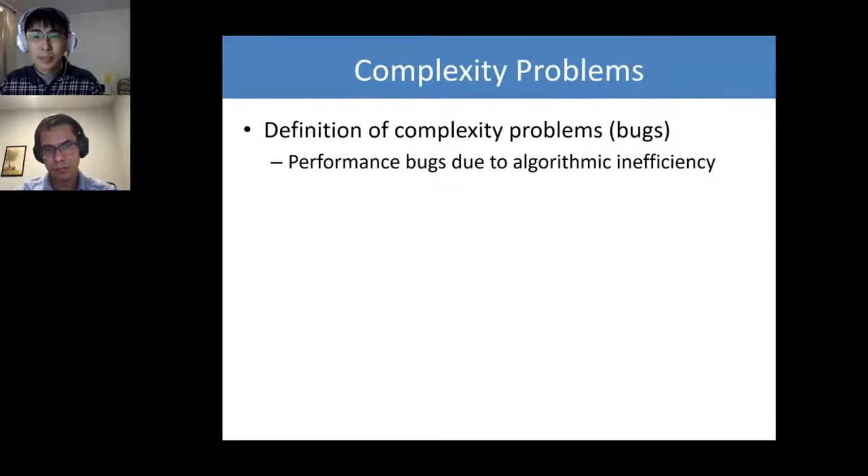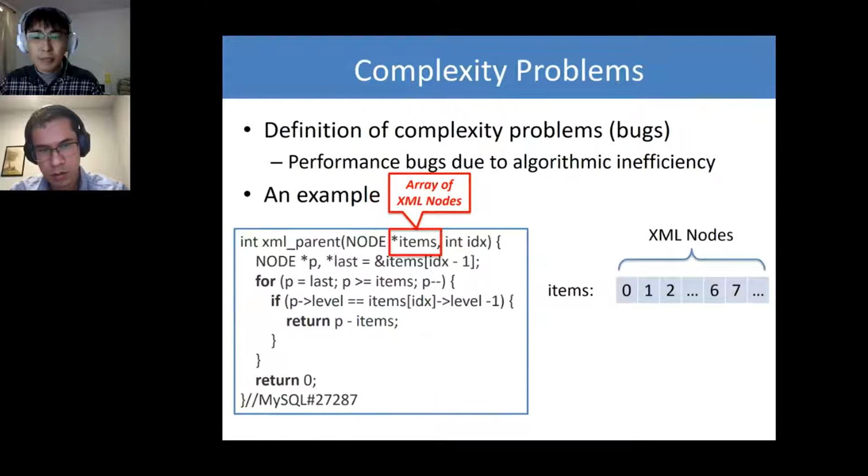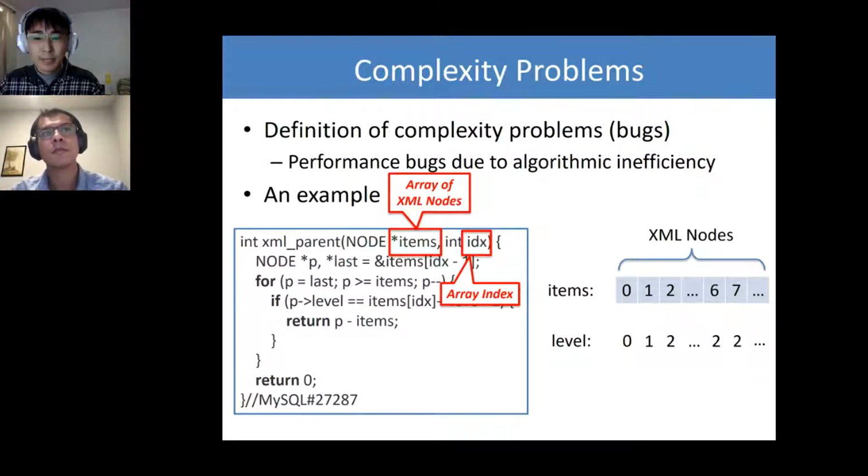Complexity problems are a special type of performance bugs. They are caused by algorithmic inefficiency. Here is an example from MySQL. Function XML parent takes 2 parameters as inputs. The first parameter, items, is an array of XML nodes. A node's level field represents the node's XML nested level. The second parameter is an array index. The function searches the parent of the node, indicated by the second parameter.